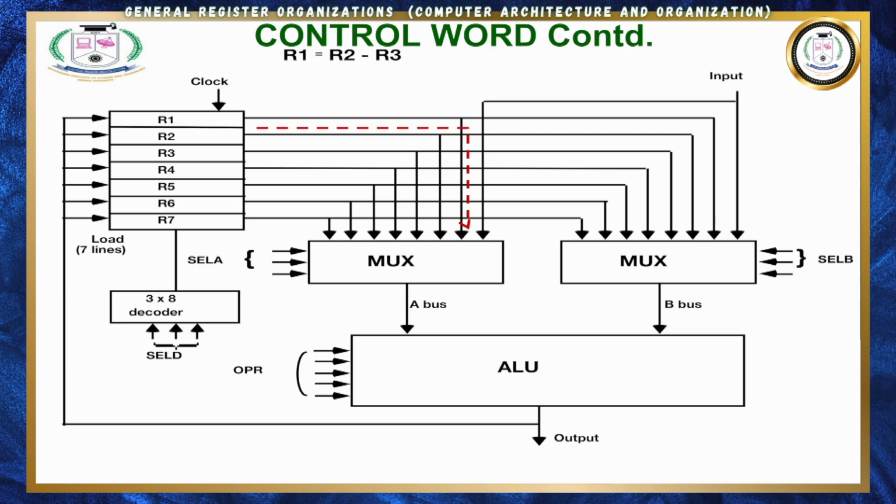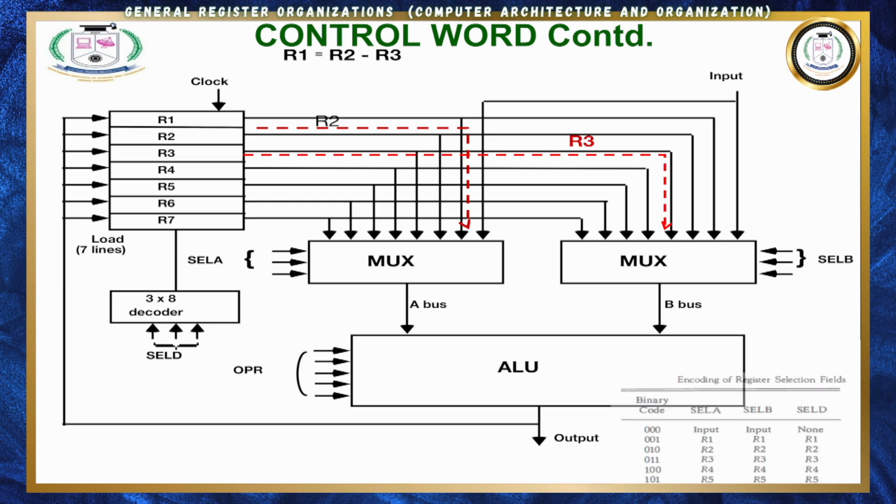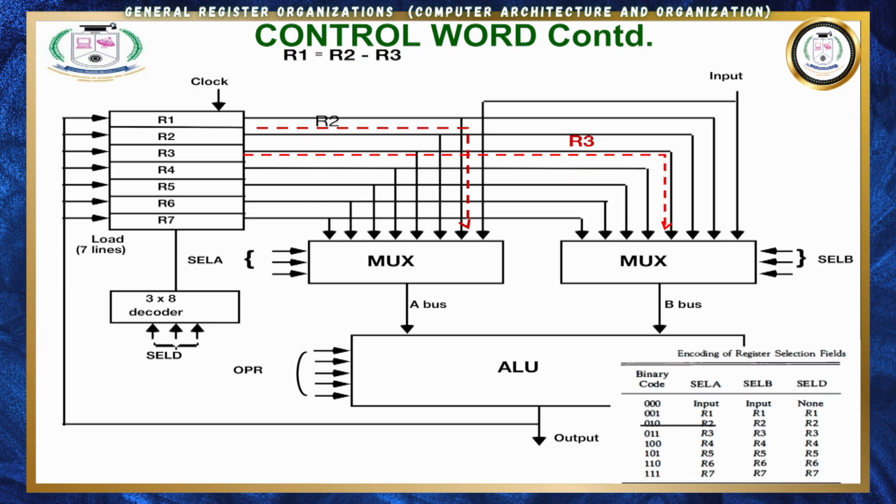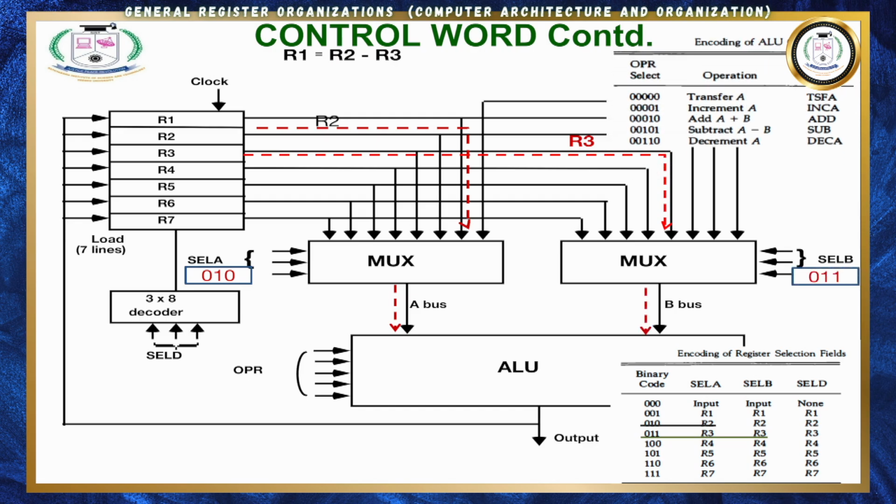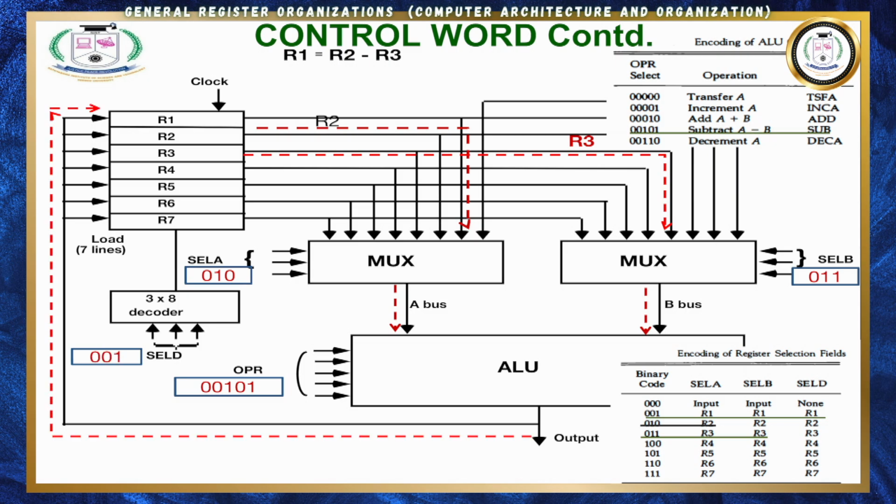For this, multiplexer 1 has to select the data from R2, and multiplexer 2 has to select the data from R3. For selecting R2, the select A value should be 0, 1, 0. For selecting R3, the select B value should be 0, 1, 1. The selected values will be given to the ALU for further processing. Again in the ALU, the OPR value should be selected for the subtract operation, which is 0, 0, 1, 0, 1. The subtracted value again will be given to the output device, as well as loaded into register R1 using the decoder, which will be selected by select D value 001.